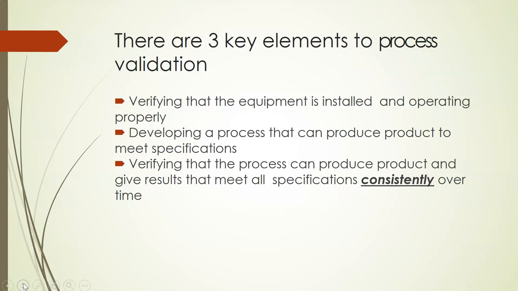The validation of a process can be broken into three elements. Verify that equipment is installed and operating correctly. This can be defined by installation qualification. Develop a process that can meet the requirements of a customer. This can be defined by operational qualification. Verify that the process can consistently produce products that can meet the customer requirements. This can be defined by performance qualification. The most significant detail in the performance qualification is to prove that the process can consistently meet the user requirement specification.